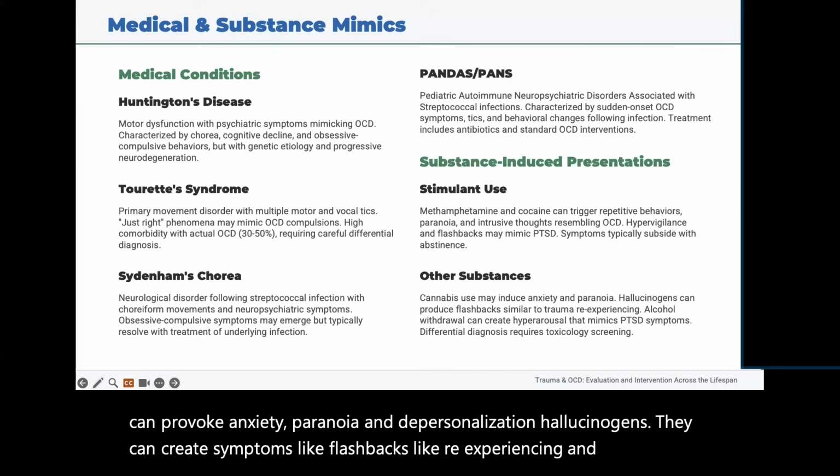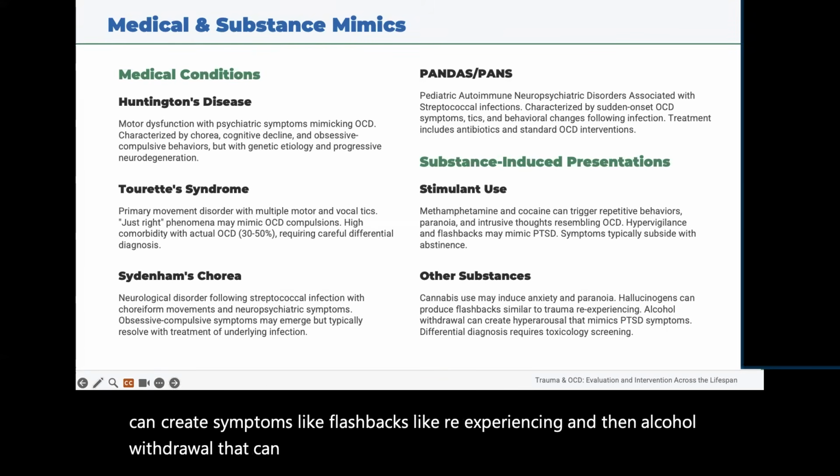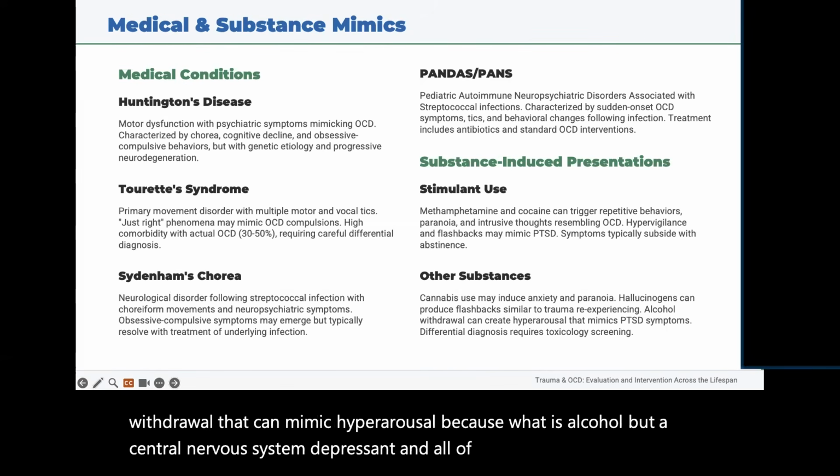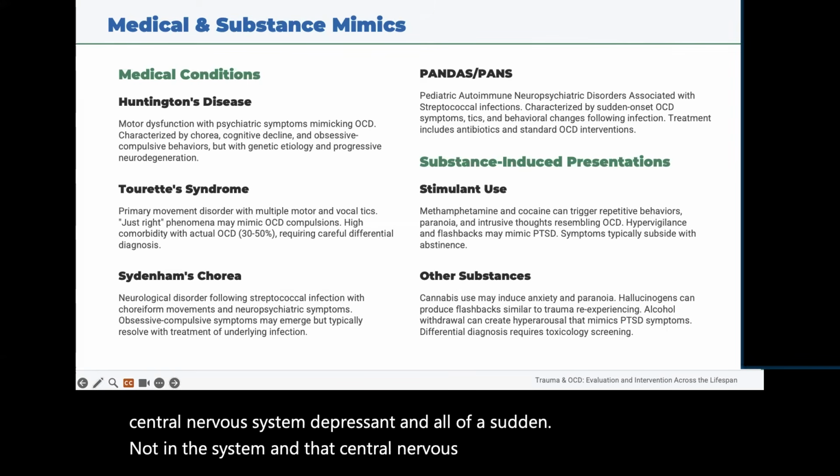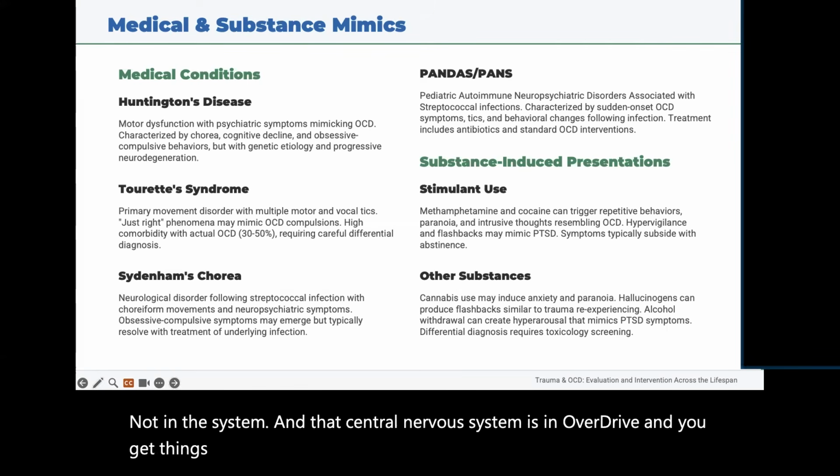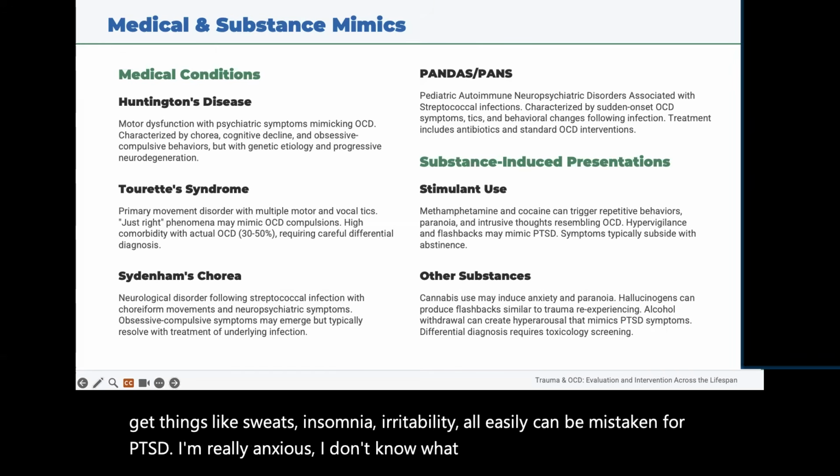And then alcohol withdrawal, that can mimic hyperarousal, because what is alcohol but a central nervous system depressant? And all of a sudden it's not in the system, and that central nervous system is in overdrive. And you get things like sweats, insomnia, irritability, all easily can be mistaken for PTSD. "I'm really anxious. I don't know what, okay, PTSD, but I need alcohol and that solves it."